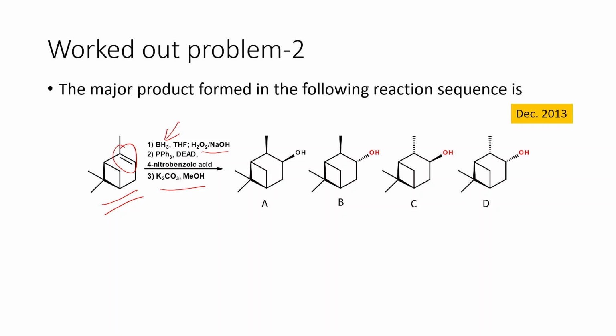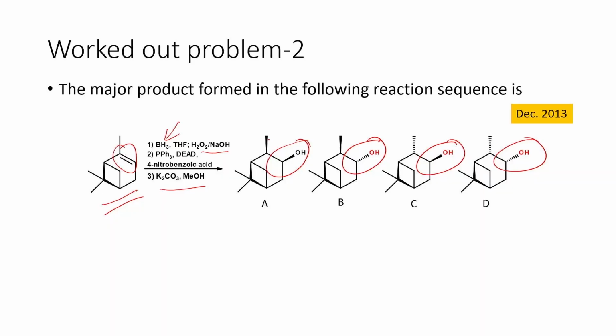During the esterification reaction, inversion takes place. So this is the only thing, and based on that, we are going to find out what is the final product. So here, if you look at A, B, C, and D, in all the cases, we have the hydroxy compound, and all of them have the hydroxy unit and a methyl unit. So the only difference is whether they are pointing upwards or downwards.